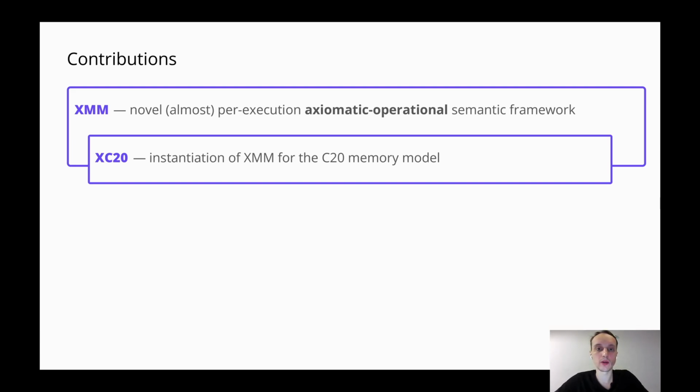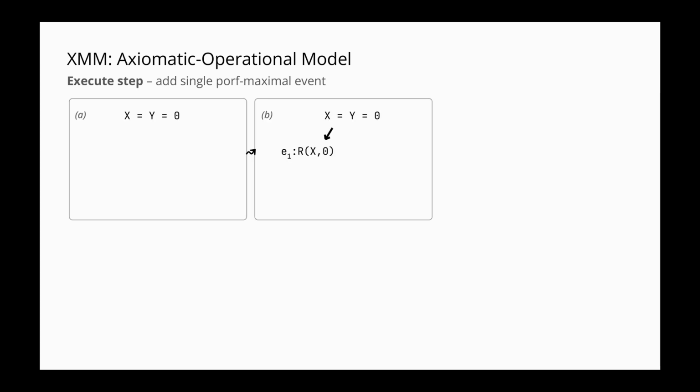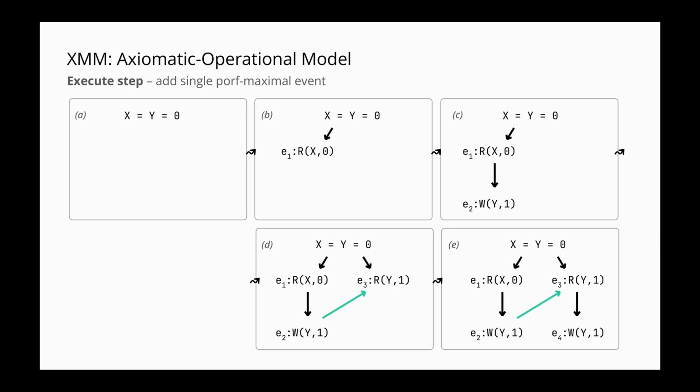Next, let me explain how XMM works using some examples. The XMM has two operational rules to construct execution graphs. The in-order execute rule at each step adds one program order and reads from maximal event to the graph, and it ensures that the resulting graph remains consistent. Whenever a read event is added, it must be connected to an existing write event via reads from relation in order to prevent thin air reads. However, the execute rule alone cannot create cyclic graphs.